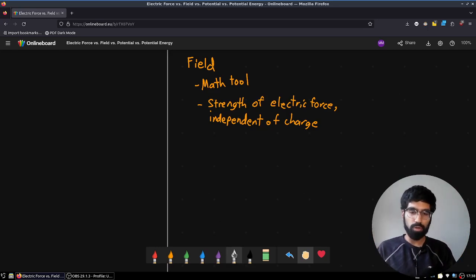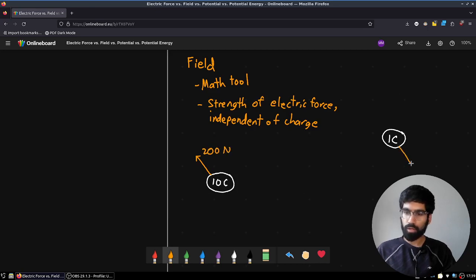To explain that to you, I'm going to draw a little diagram. So let's say you have 10 coulombs of charge in this particle. It's not a particle, a big sphere, that's a lot of charge, and 1 coulomb of charge. So you have two charges, and this one experiences a force of, let's say, 200 newtons in that direction, and this one experiences a force of, let's say, 1 newton in that direction.